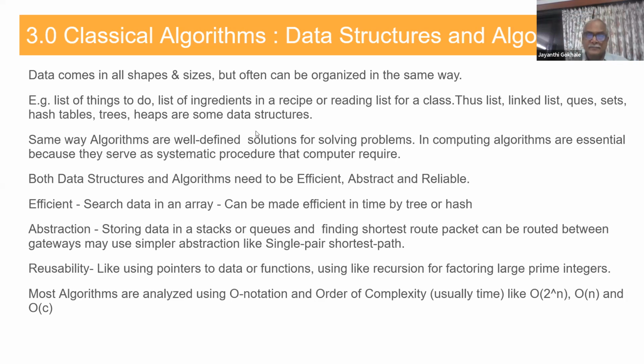There could be some algorithms where, irrespective of the size of the data, I require a constant number of operations to be performed. Then I say my order of complexity is a constant value. A classic example is something like a hash search.